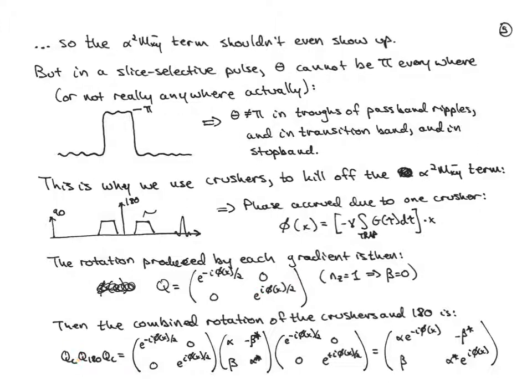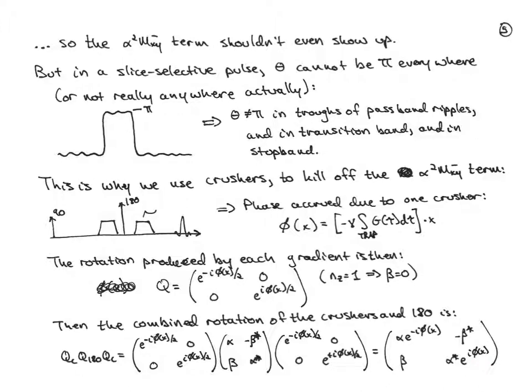Then we can sandwich the 180-degree refocusing pulse between two identical crushers in time, right? Here I'm illustrating two identical crushers, and in the middle is a 180 pulse. So you see this, the magnetization sees this crusher, then it sees the 180, then it sees the second crusher. So then we have the rotation matrix due to the crusher, the rotation matrix due to the RF, and the rotation matrix due to the second crusher. And if we multiply all these together, then we get these terms, right?